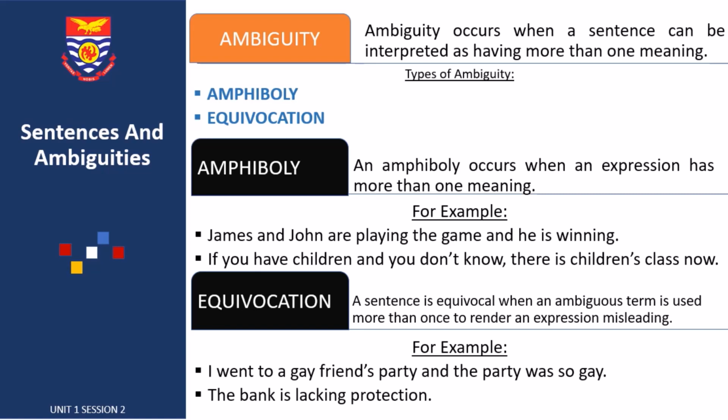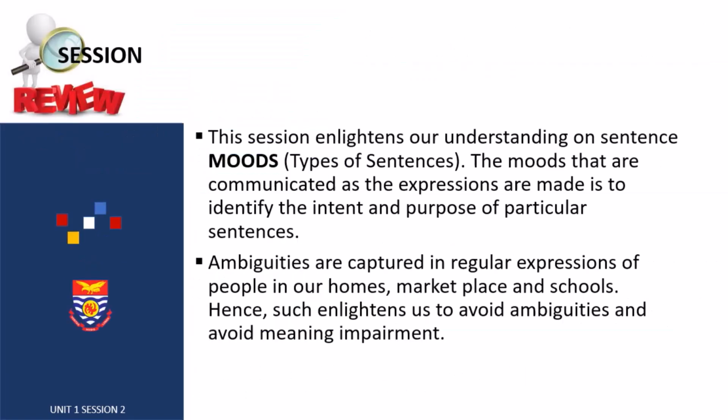Who is he? Equivocation. A sentence is equivocal when an ambiguous term is used more than once to render an expression misleading. So, the bank is lacking protection. I went to a gay friend's party and the party was gay. That is also the use of equivocation.